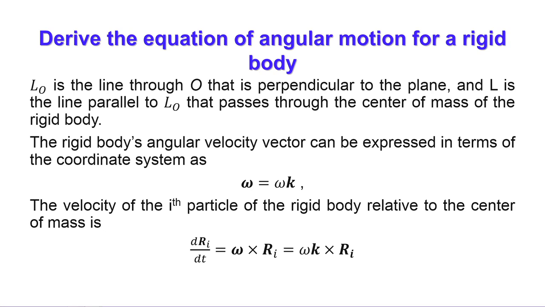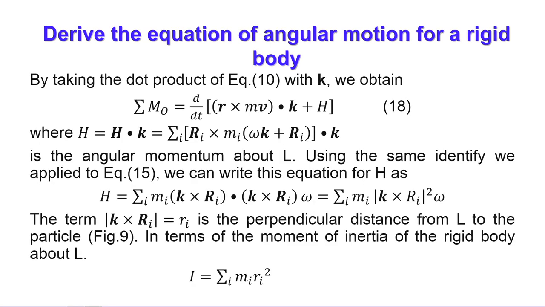Now, this r I, from the center of mass to any particle I, we have already denoted by capital R I. So, d r I dt equals omega cross r I equals omega k cross r I. This way we can find it out. Now, by taking the product with k, we can find the value of the moment. So, M 0, the moment about O, equals d dt of r cross m v dot k plus h, where two components are there. So, h equals h dot k is the angular momentum about L.